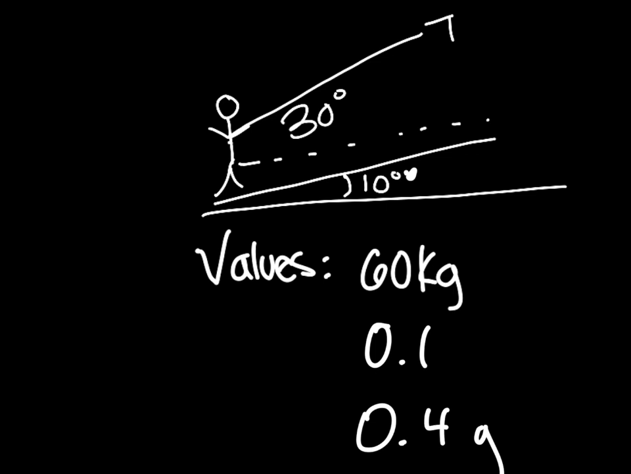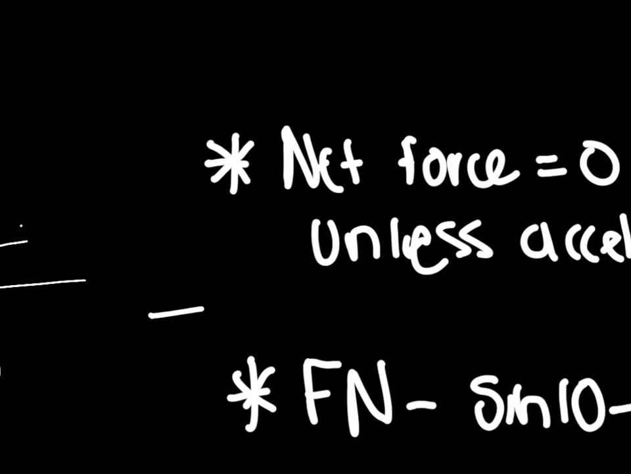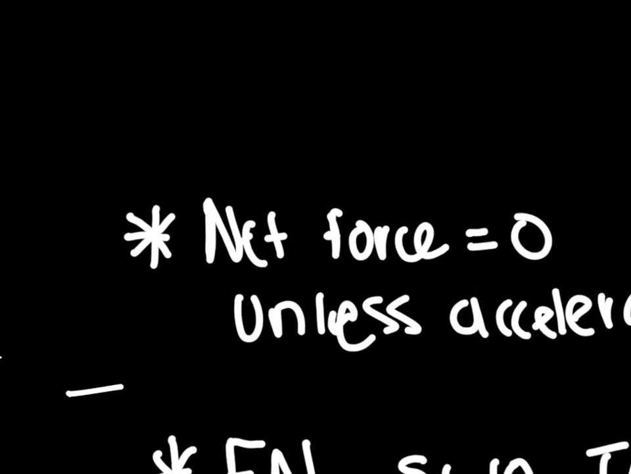But before we attack this problem, we're gonna go over some basic knowledge, things we should know beforehand. For example, we know that in Newton's second law, the net force of everything should equal zero unless there's acceleration, right? So what does that mean? It's basically stating that every force should cancel itself out unless there's an external force being acted upon it.